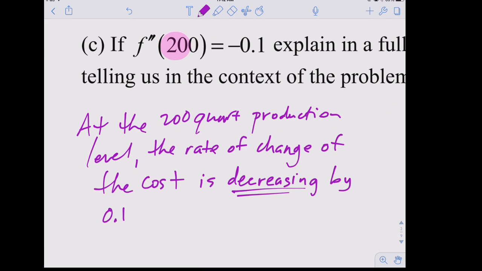And now I need units. What are the units of f double prime? Well, it's dollars per quart. Now here you don't want to say dollars per quart squared. Yeah, per quart. Or maybe even say for each quart, or something to that effect to kind of separate them. The rate of change of the cost is decreasing by basically 10 cents per quart for every additional quart produced.